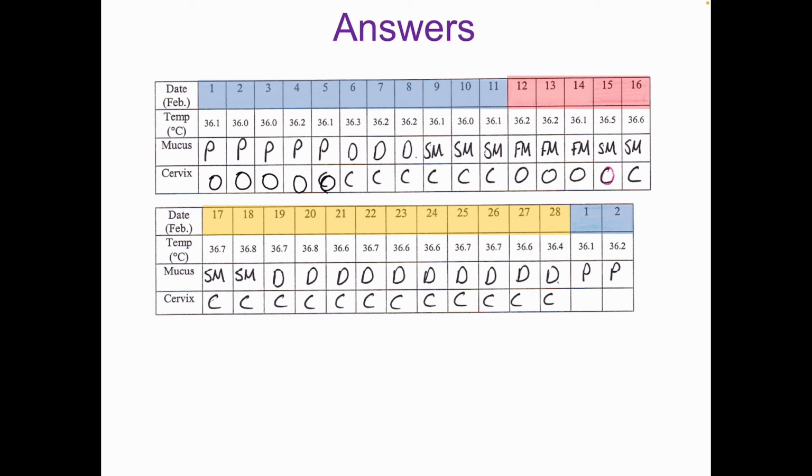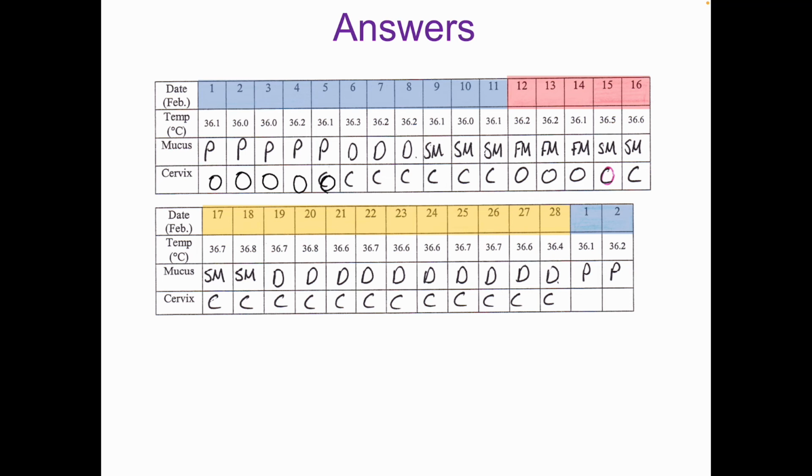So, with the mucus, we have got P for menstruation. D from days 6 to 8 means no mucus is produced. SM for days 9 to 11 is sticky mucus. And then days 12, 13 and 14 are fertile mucus. Days 15 to 18 are sticky mucus, and then days 19 to 28 are dry before the menstruation starts again on the 1st and the 2nd.